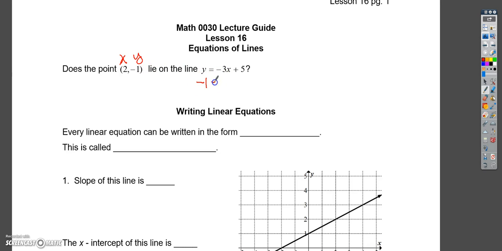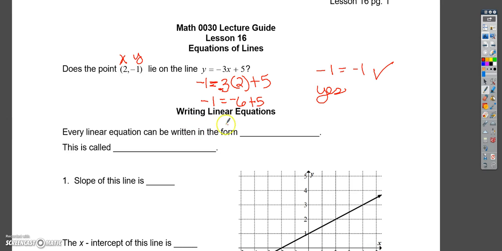So -1 equals 3, x is 2, plus 5. I believe this was a -3. So -1 equals -6 plus 5. -6 plus 5 is -1. So -1 equals -1. So yes, since it makes it true, it balances. It is a point that lies on this line.